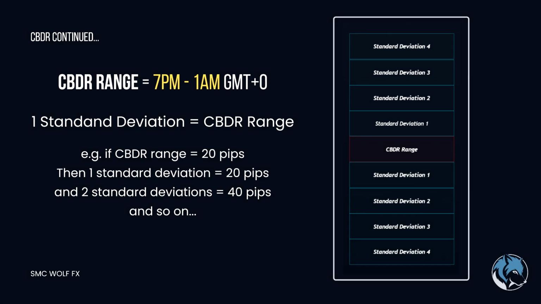In GMT plus 0 time zone, which is the UK time zone, CBDR is marked out from 7 PM to 1 AM. When we mark out the CBDR later on in this video, we also mark out the standard deviations, where one standard deviation is simply the amount of pips of the CBDR range. For example, if your CBDR range is 20 pips, then one standard deviation is also 20 pips.